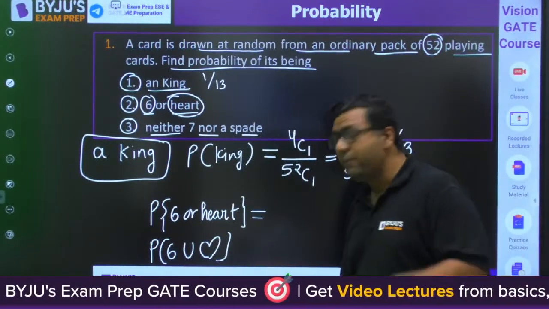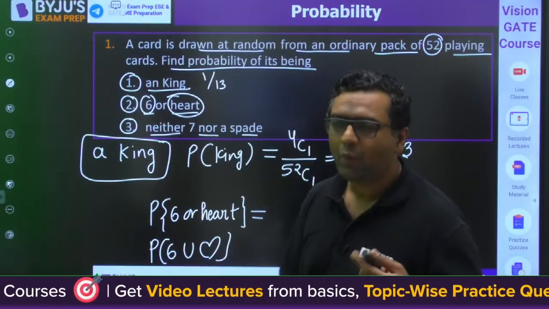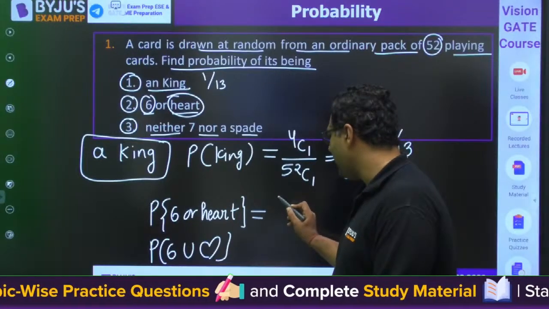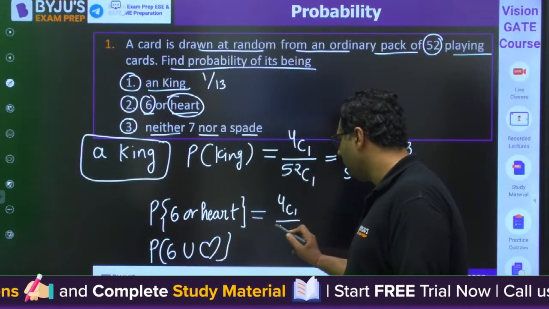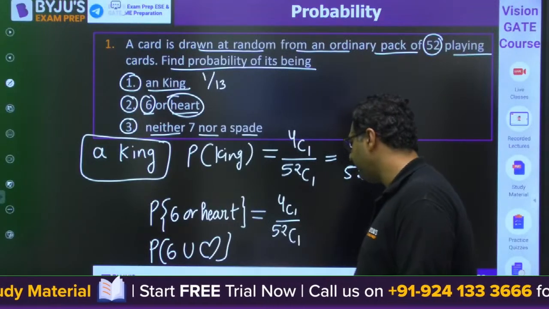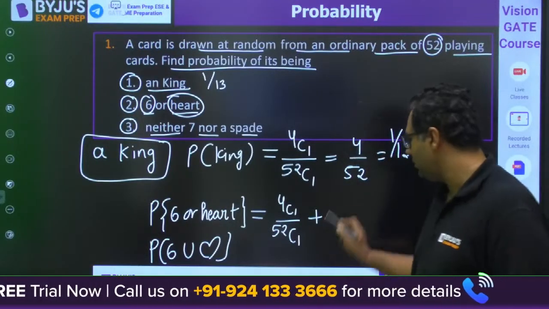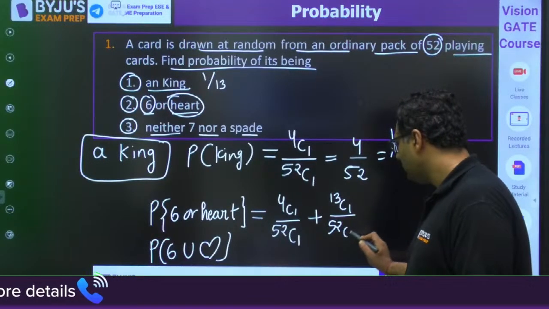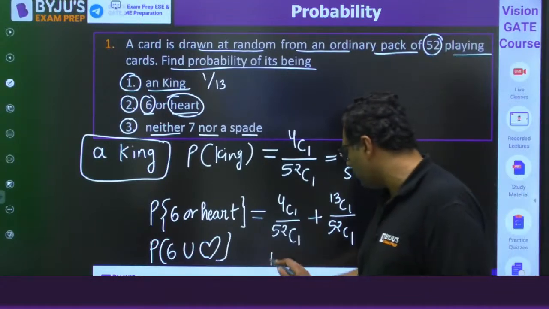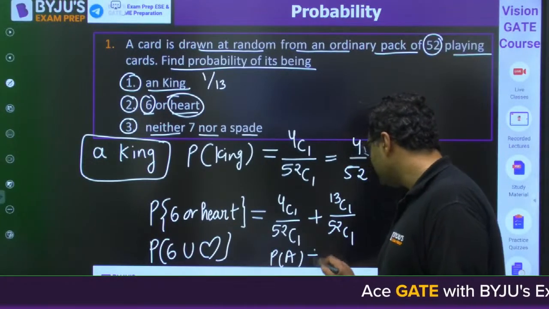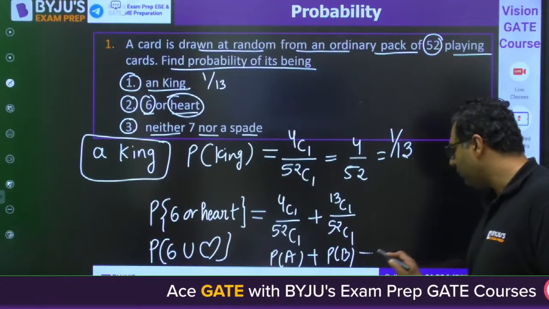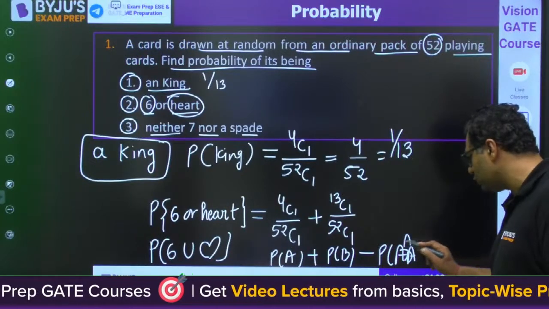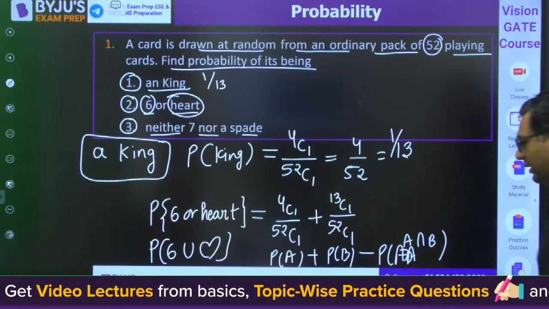So my dear, what is the probability of getting 6? 6 will be available for 4 shades, so we can have 4C1 by 52C1. Then what is the probability of a heart? 13C1 by 52C1. And you know that this is probability of A plus probability of B minus probability of A intersection B. These all things I taught you in the last class. Today we are just going to solve questions of the pending things. Okay, this is the case.